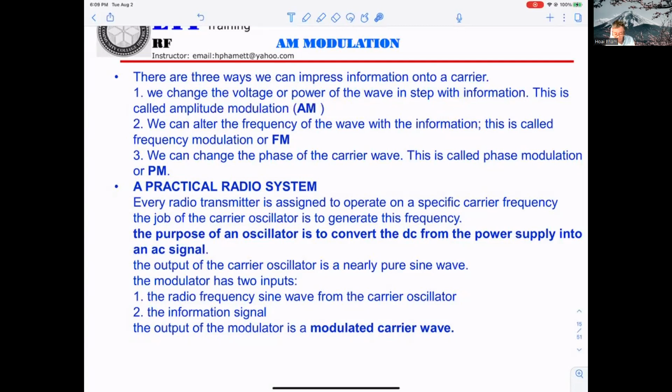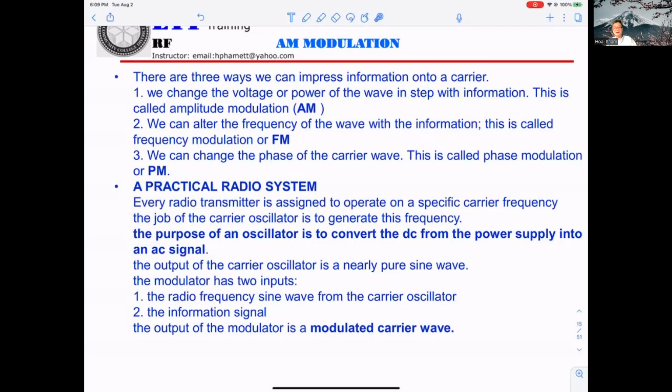We get three different ways. First thing, AM means amplitude modulation. That means they change the amplitude. Second, we can alter the frequency of the wave with the information. That's what we call FM, frequency modulation.